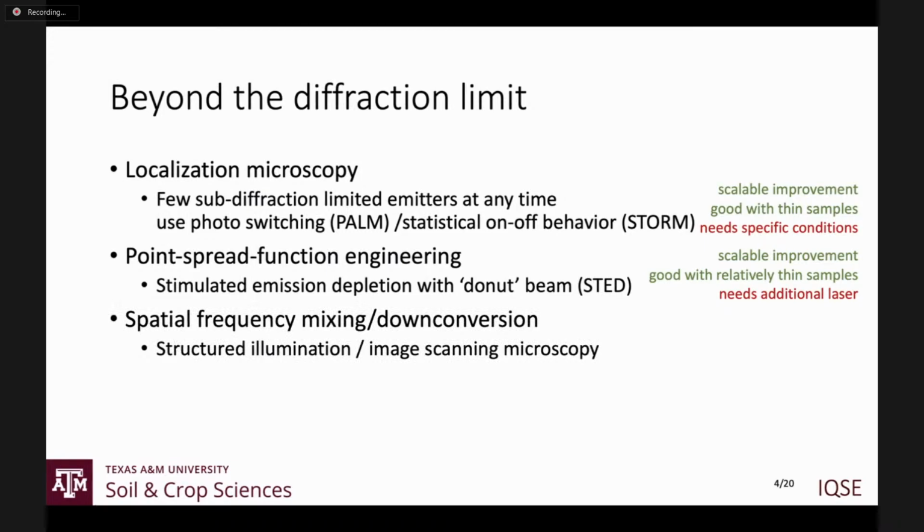Another way to get beyond the diffraction limit is to use what you could call spatial frequency mixing, or down conversion of spatial frequencies. In more simple terms, these are methods called structured illumination microscopy or image scanning microscopy. Those methods give you a moderate improvement, maybe a factor of 2, but you do not need any additional lasers, and it will work with all samples that you can make.